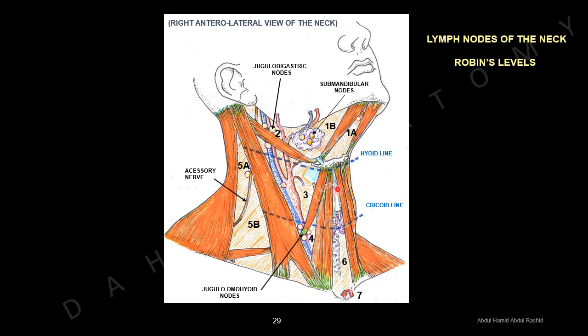This is the muscular triangle in front, between the strap muscles. This is Robbins level 6. Here is the sternum. Behind the sternum is Robbins level 7.